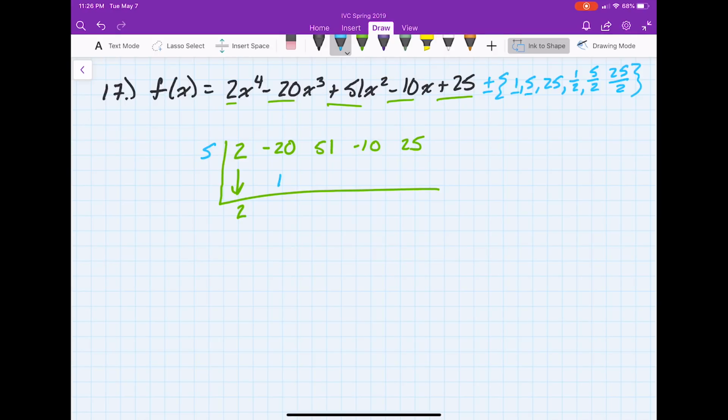So 5 times 2 is 10, so that's going to add together and give us negative 10. And then that multiplied together is negative 50, and that added together is going to be 1, and 1 times 5 is 5. Negative 10 plus 5 is negative 5, and 5 times negative 5 is 25. Yay, it's a 0. So we found our first 0, and this is for our fourth exponent. So 0 would be x minus 5. And since this is to the fourth, I'll just write that here just to remind myself.